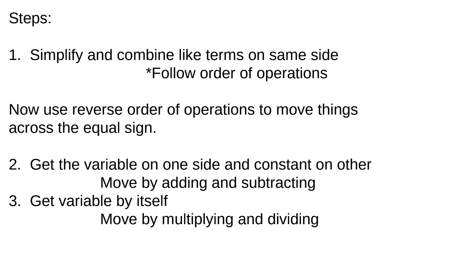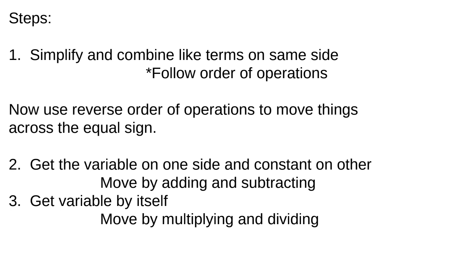Let's first talk about the steps to solving multi-step linear equations. Now, these steps are not the only way to get this done, but if you're looking for some steps to help you out, maybe this will help. The first thing I like to do is simplify and combine any like terms that are on the same side. So we talk about the scale and the equation being balanced. If things are sitting on the same side of the scale or on the same side of the equal sign and they're like terms, you can put them together. When we're doing that simplifying on one side, we're going to follow order of operations.